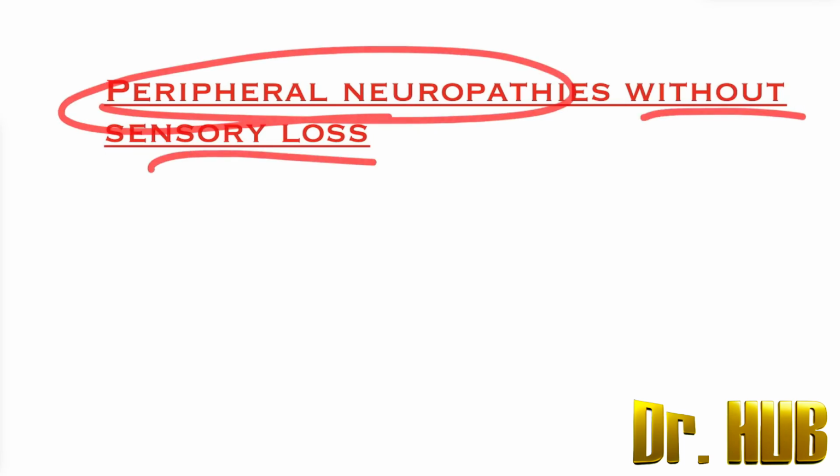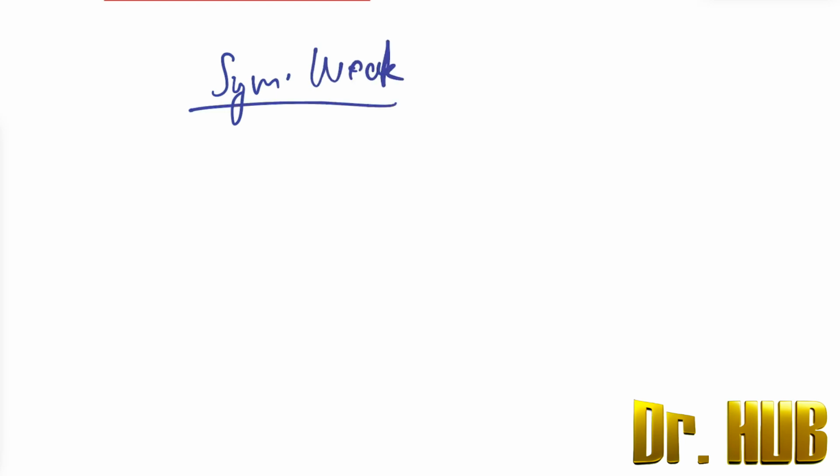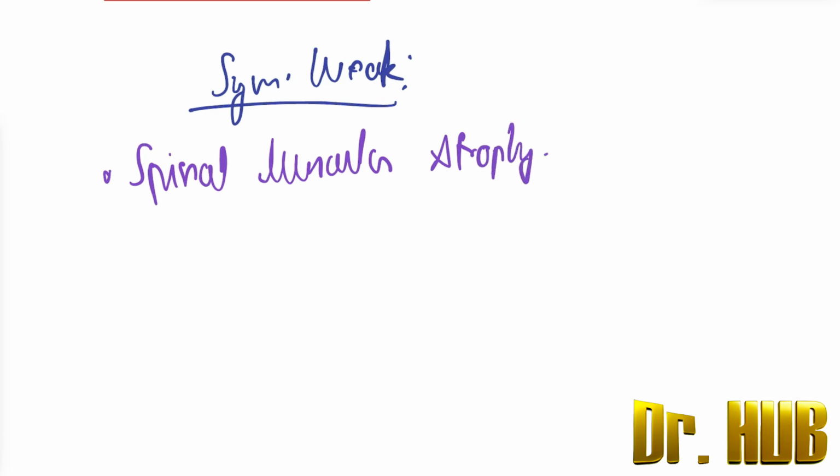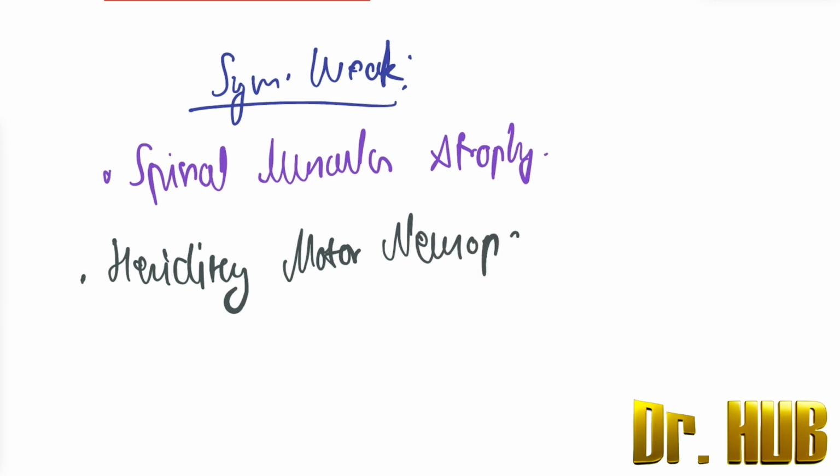Peripheral neuropathies without the sensory loss. Under the peripheral neuropathies without sensory loss, we'll first look at the symmetric weakness. Which conditions have a symmetric weakness? When you look at symmetric weakness, there is spinal muscular atrophy. Then comes hereditary motor neuropathy.